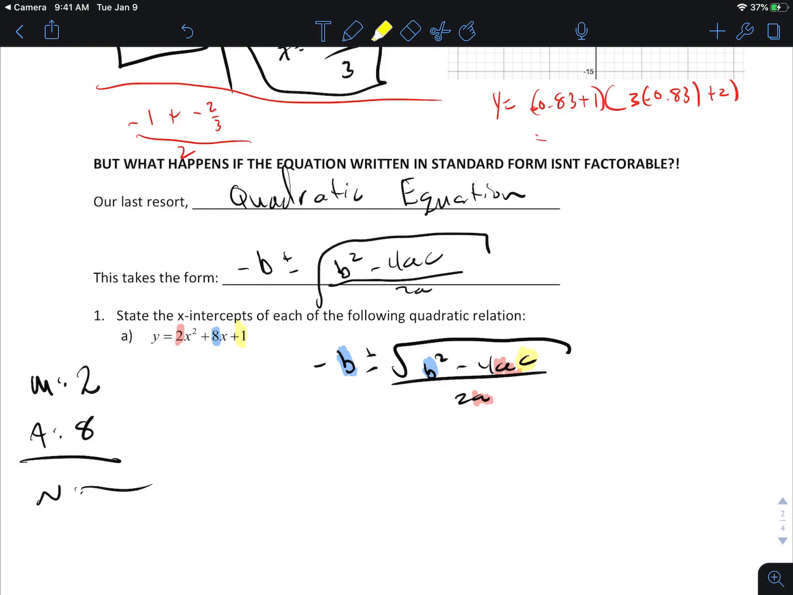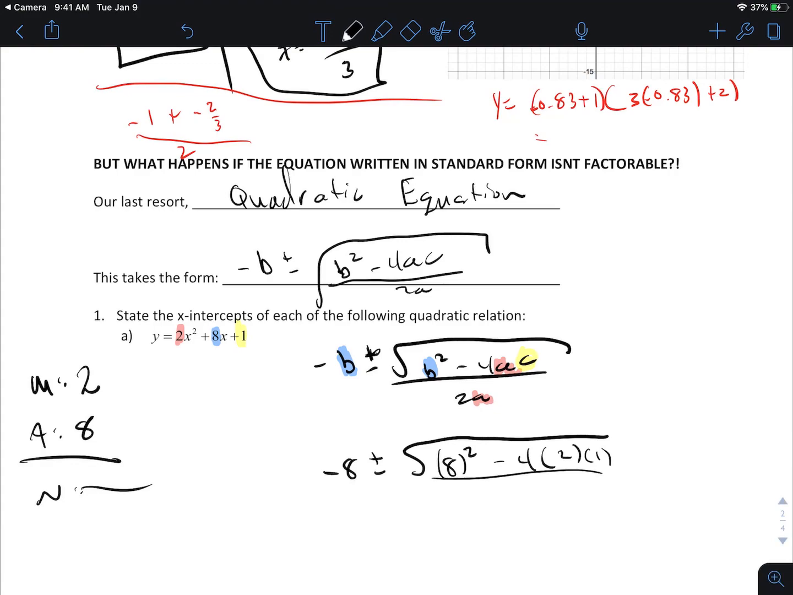You just plug the numbers in. Now the catch is, be careful with this little thing here. This is the last little step, the plus minus thing. So, just plug everything in. I got negative 8 plus or minus the square root of 8 squared minus 4 times 2 times 1.